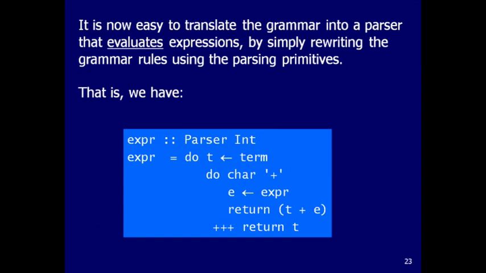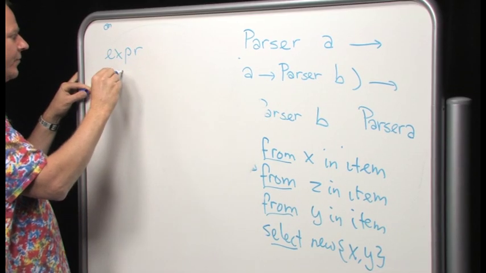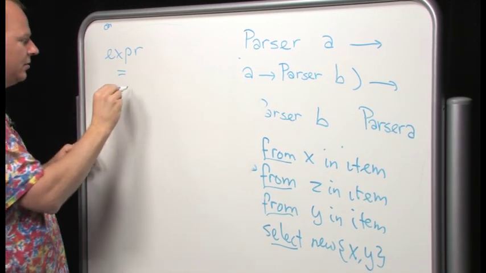And now we can translate that grammar, just like we did before, directly into a parser. So let's look at this one. And I'll read the BNF from this to see if what I'm telling you is true. So this guy, expression, is a parser of int. So what does it do? Expression, it parses a term.